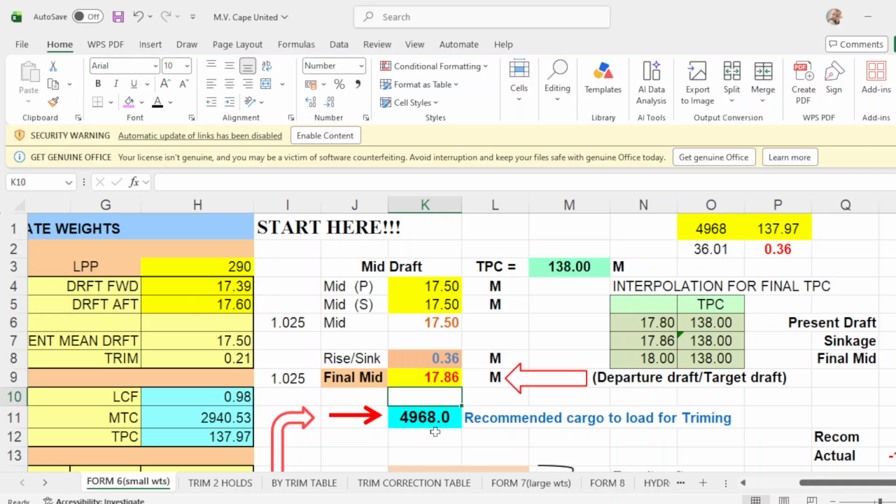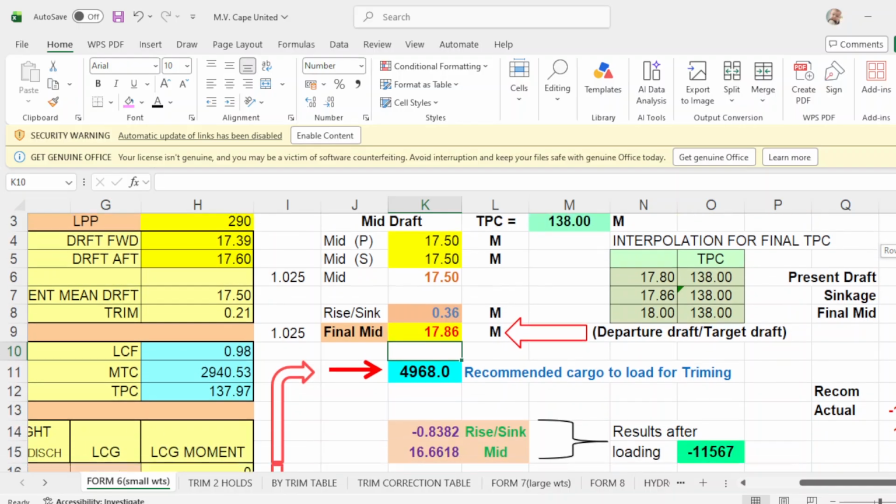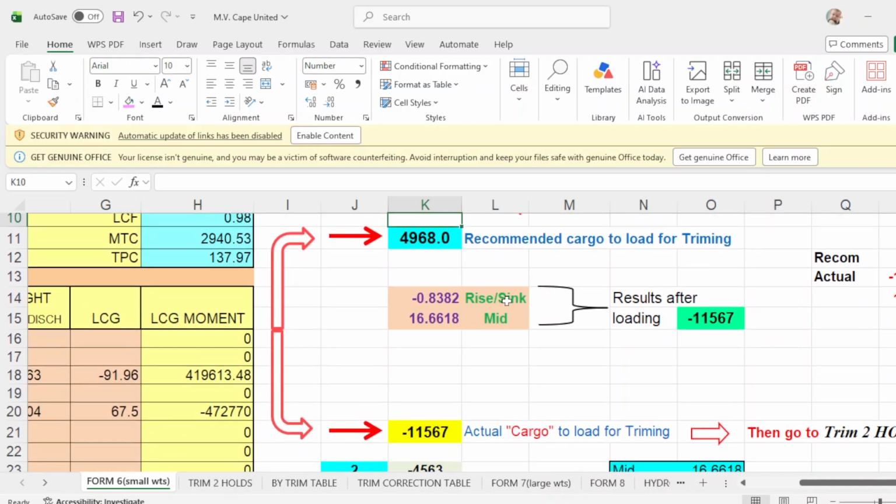So the recommended cargo to load is 4968. The interpolation for TPC of 786 is 38. Okay. So scroll down. Carry this one to 4968.